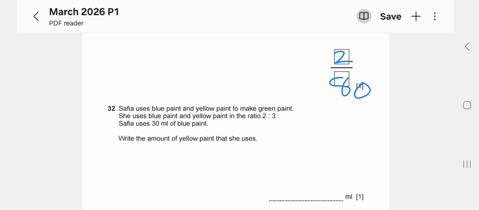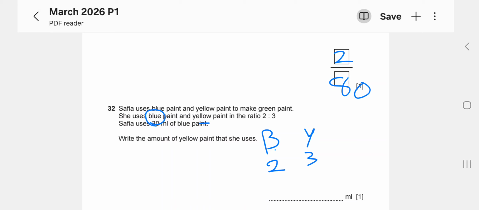So we use blue paint. Every time we have a ratio question, please write the letters blue, yellow. She wants to make green paint. She uses blue paint and yellow paint in the ratio 2 to 3. She started with the blue, so the first number is 2. Then yellow, 3.